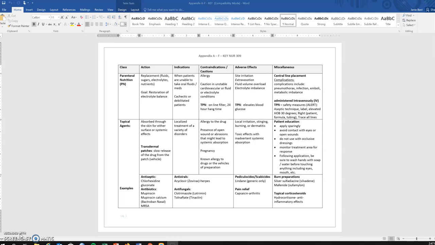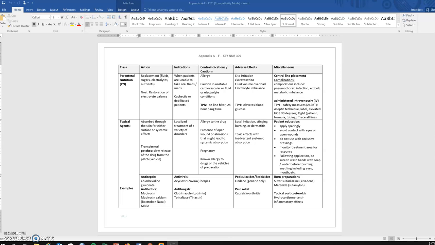There are many safety measures, and if you think of the word ALERT as identified on the chart: aseptic technique, label, elevate the head of the bed 30 degrees, having the right patient, formula, and tubing, and tracing all the lines. Those are the important safety features for administering TPN.